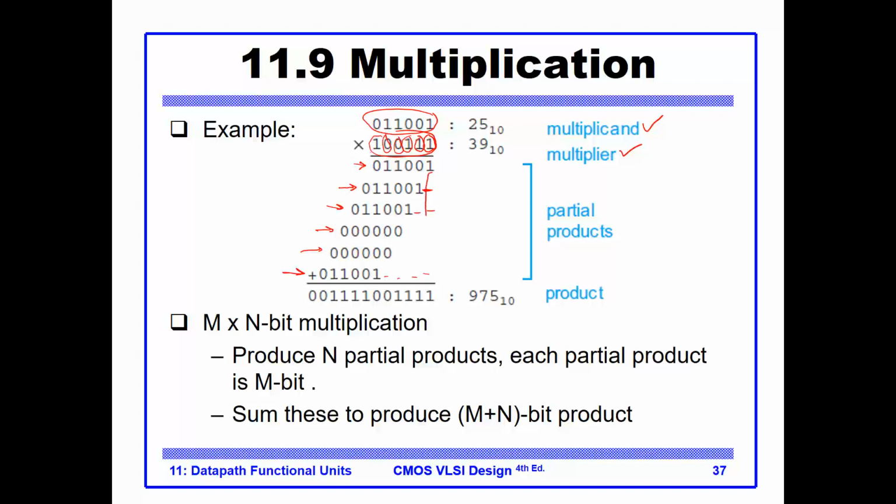Notice this bit comes down straight. Then we add 0 plus 1, 1. We add 0 plus 0 plus 1. This is a 1 here. And we add 1 plus 0 plus 0 plus 0. This is a 1. And we add 1 plus 1 plus 0 plus 0. This is a 0, and we have a carry of 1.